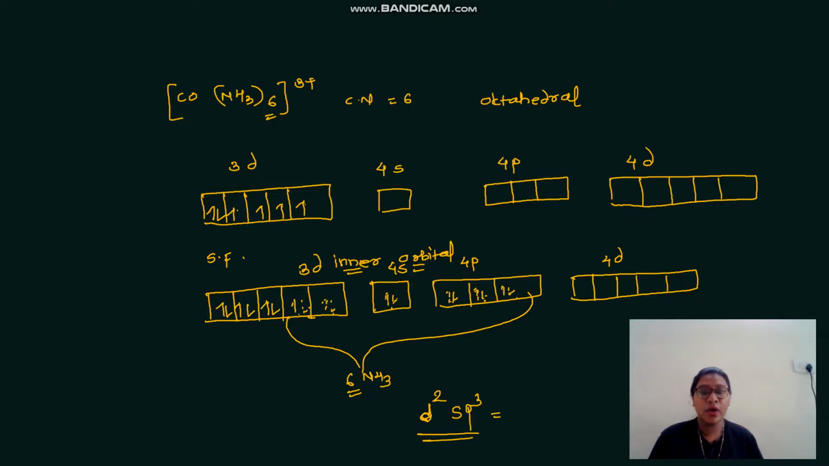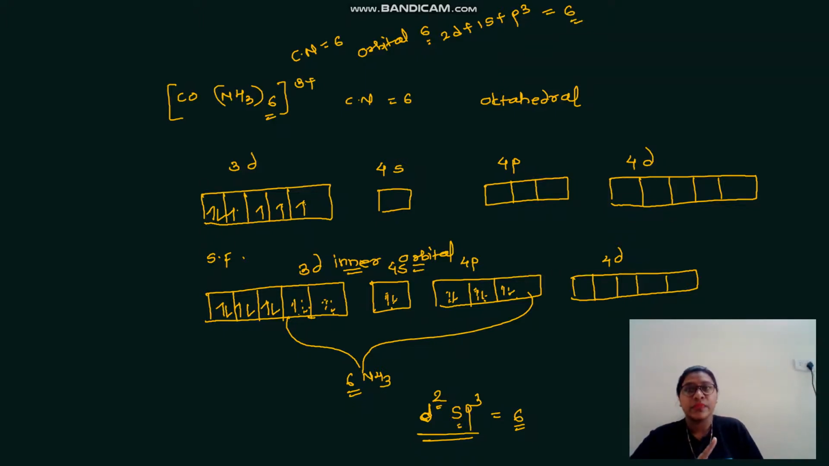Now calculate how many d orbitals: 2. Here s orbital 1 and 3 p, therefore the total is 6. If the coordination number is 6, then the orbitals are 6: 2d plus 1s plus 3p. We can directly find out the hybridization. The trick is here: if the ligand is strong field, as in [Co(NH3)6]3+, then the complex is low spin and the inner orbitals are used.